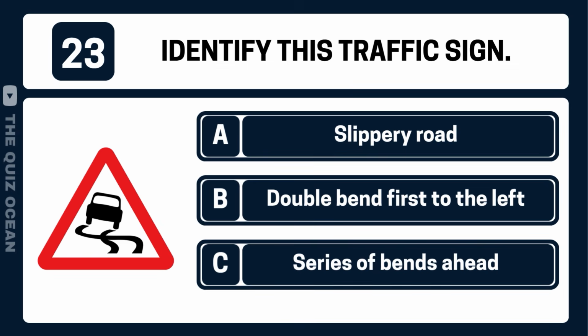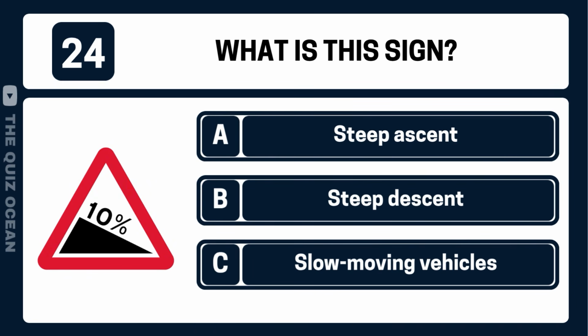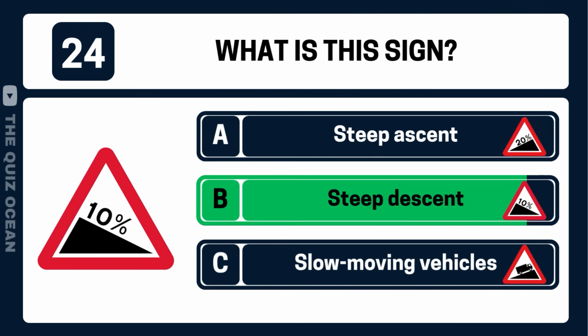Identify this traffic sign. Good thinking. This is the slippery road sign. What is this sign? This is the steep descent sign.